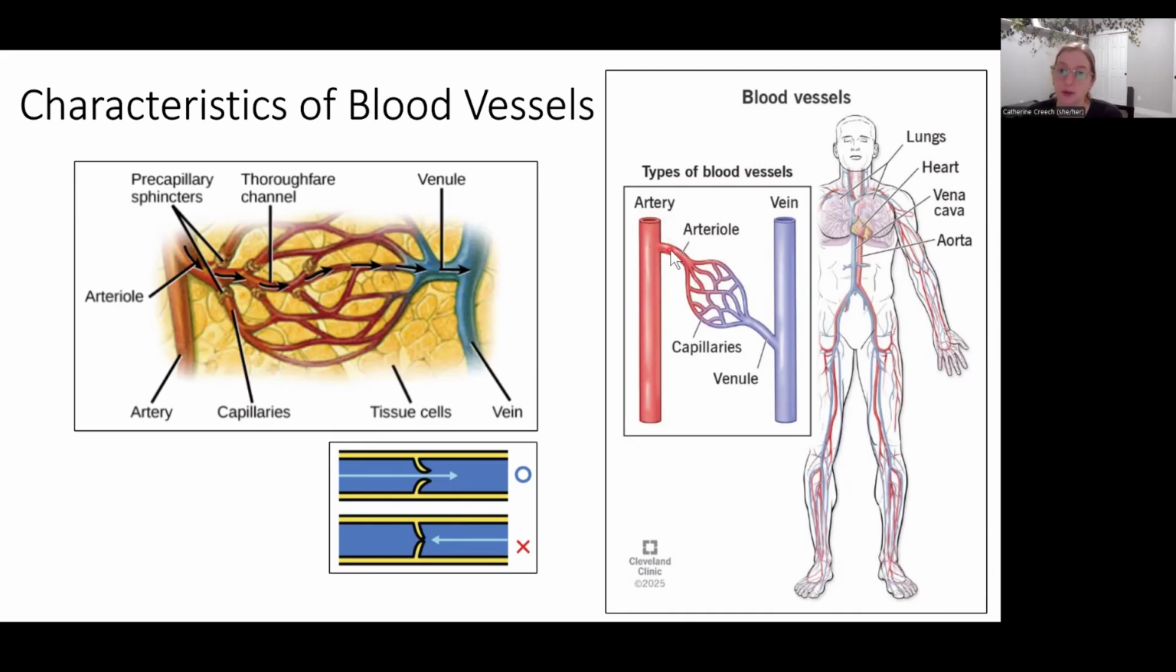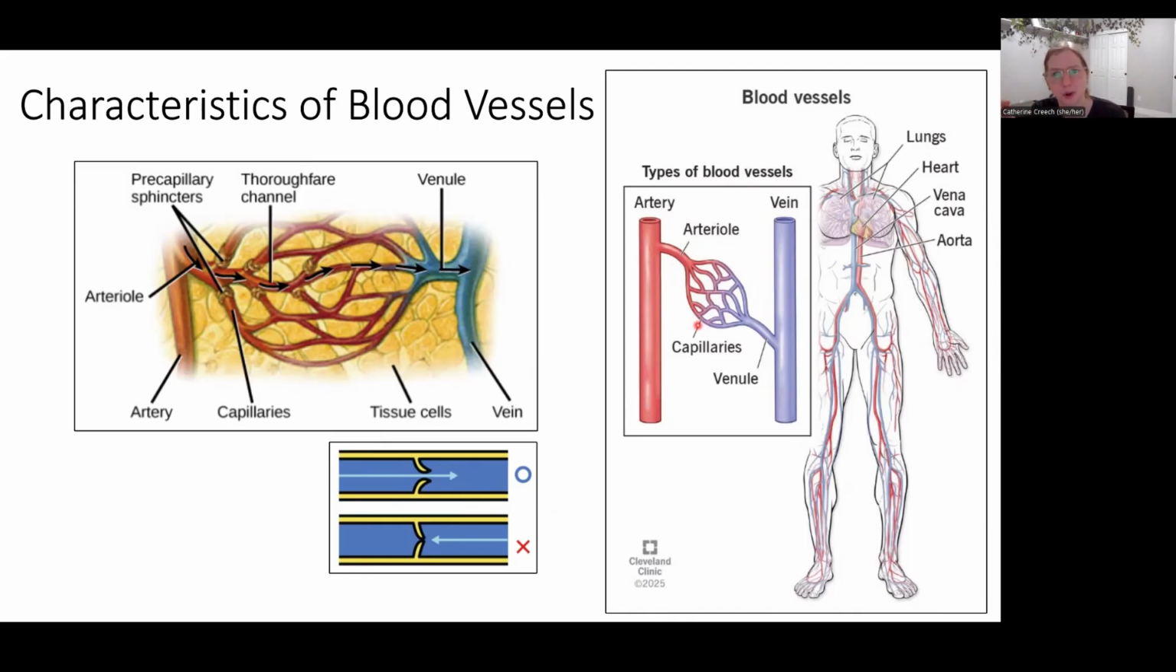Those arteries are going to branch into smaller tubes called arterioles. Arterioles are going to go through all of your body, so everywhere, and they are going to branch even further into capillaries. So capillaries are the thinnest blood vessel. They are simple squamous epithelium. They are one cell thick, and they are so thin that gas exchange just occurs right through the capillary membrane.